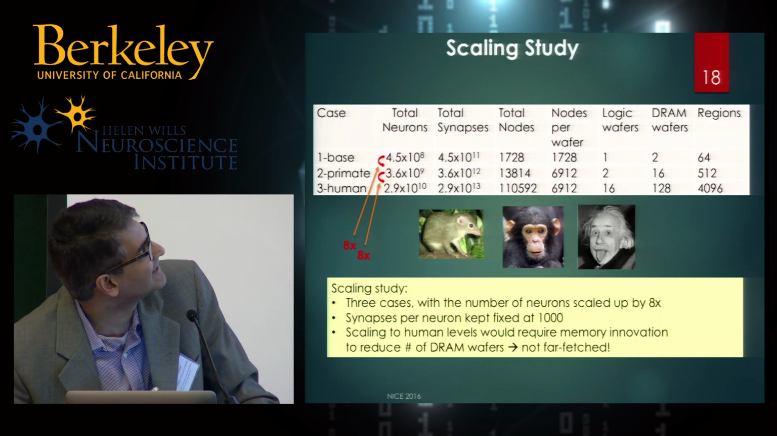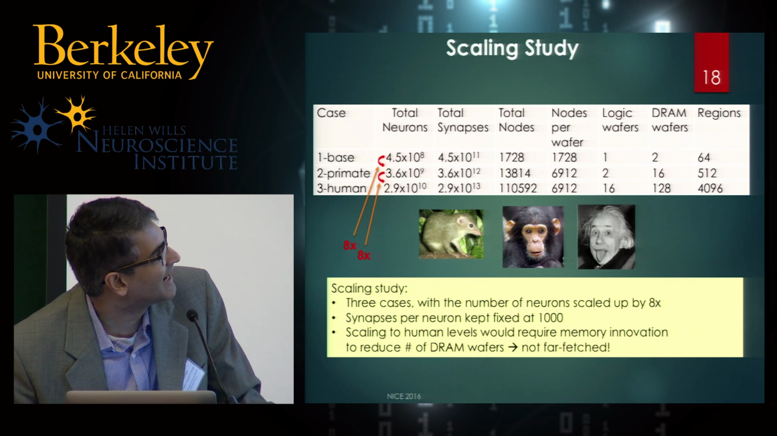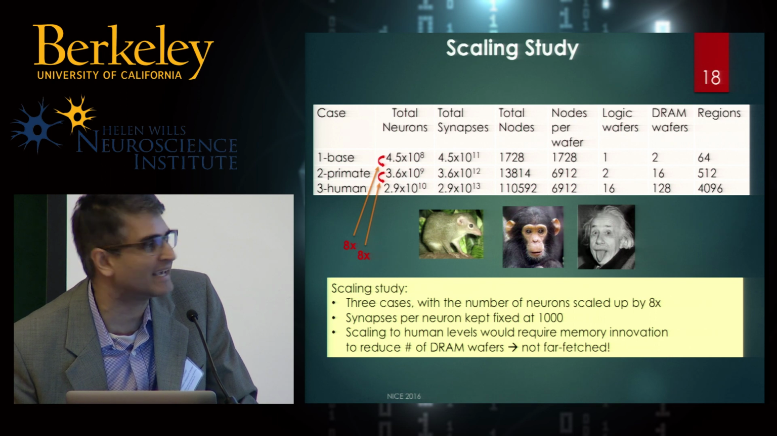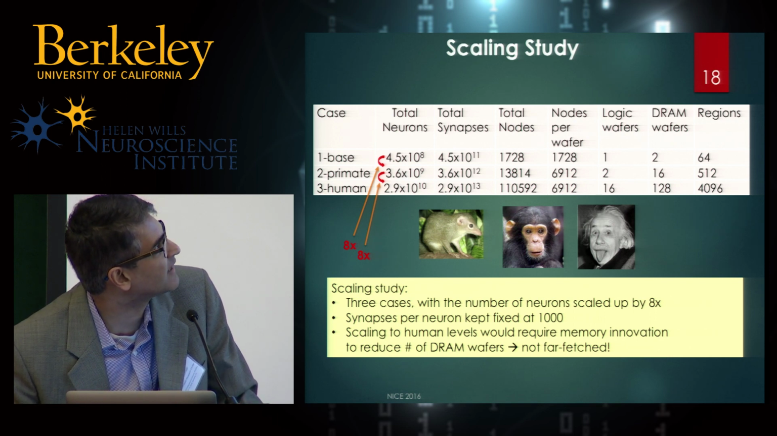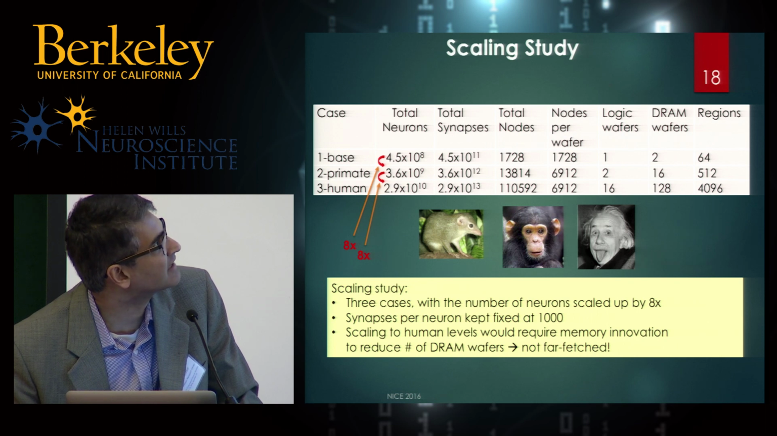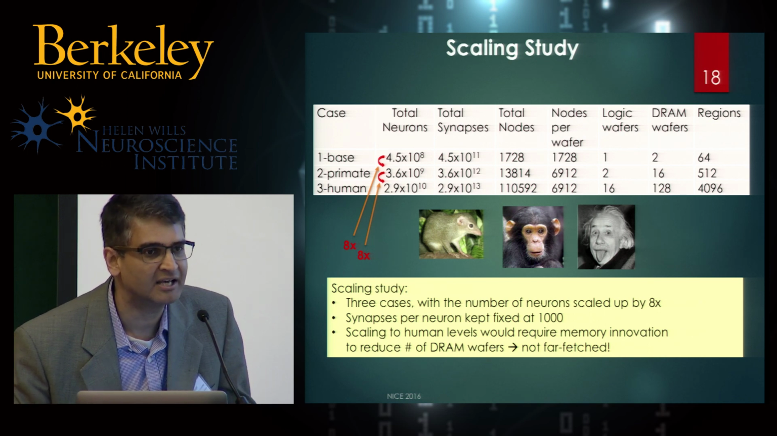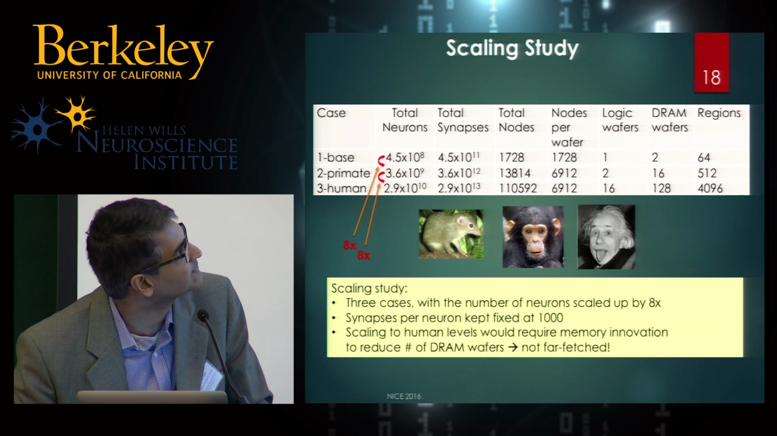So here's the scaling study that I did, and we tried to get a wide range of intelligence, as you can see here. At the low end, we call this the base case. This corresponds to something like a small mammal at about 500 million neurons. In all of the cases, I've kept the number of synapses per neuron fixed at 1,000. The second case is a kind of primate case, and the third case is scaling up to a human case. This is actually 30 billion, which is a little bit more than in the neocortex, but less than in the total human brain.